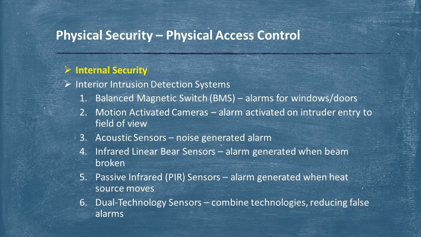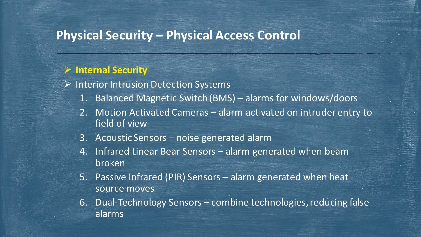Internal security, that is the interior intrusion detection system. Balanced magnetic switch, BMS. In most companies they call it the BMS room, that is why they call the name. Alarms for windows and doors. Motion activated cameras, we have seen this earlier too. The alarm is activated on intruder entry through the field of view. Once he appears, then the alarm goes off.